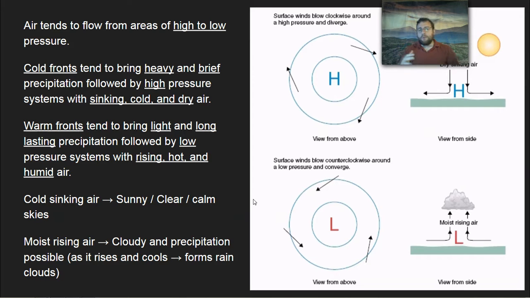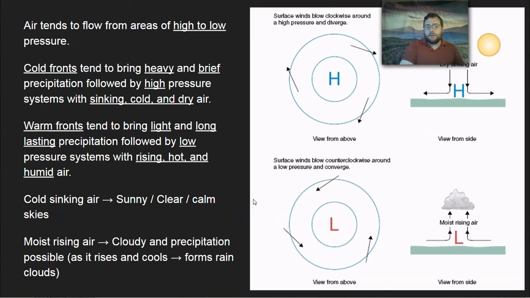Now, a warm front is the opposite. It will bring light, long lasting precipitation, followed by a low pressure system, which is warm air, which tends to rise. It tends to be hot, and with it, cause evaporation and therefore humidity in the air. And therefore, you're going to get more clouds, more precipitation if it stays that way over the area, especially if there's surface water in that area.